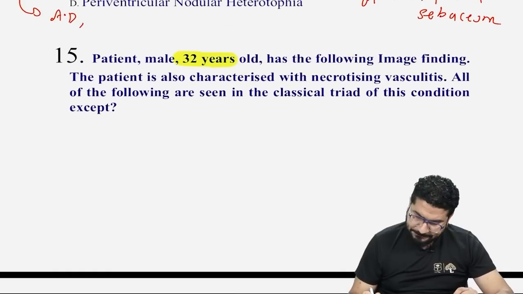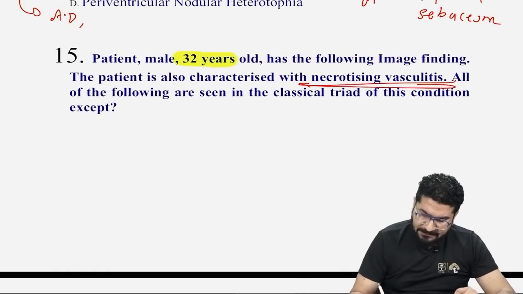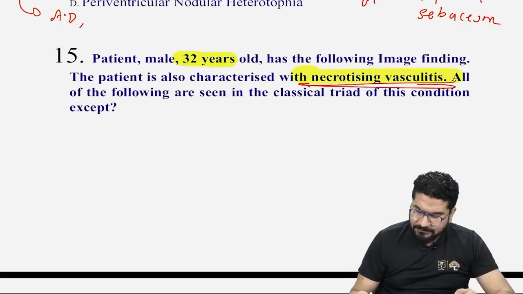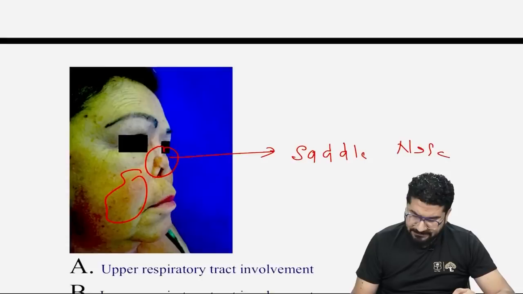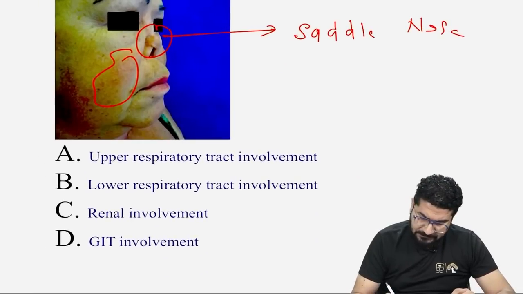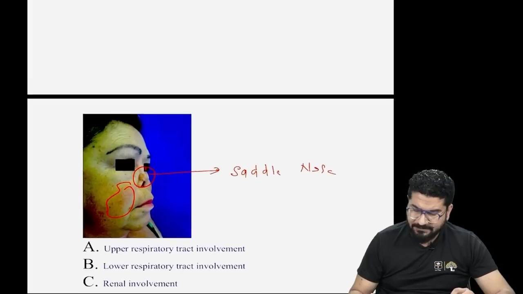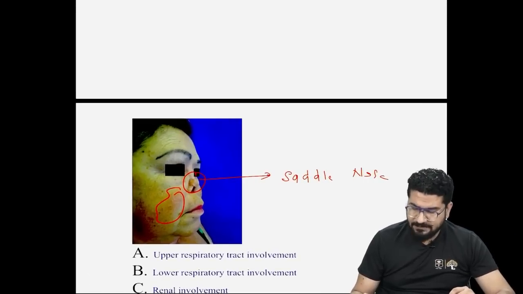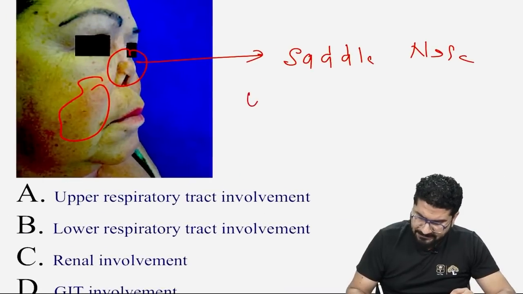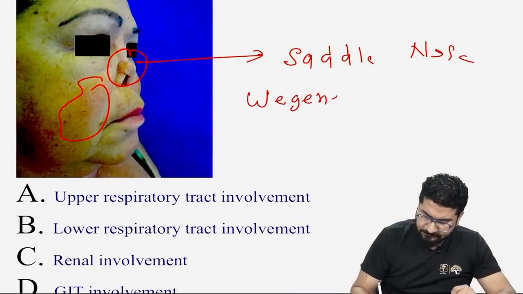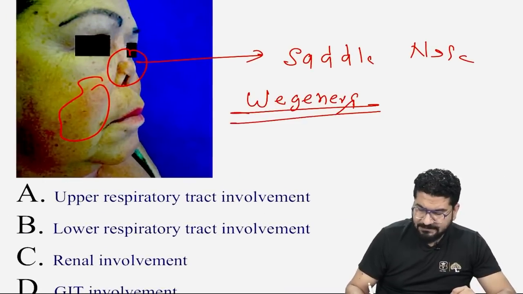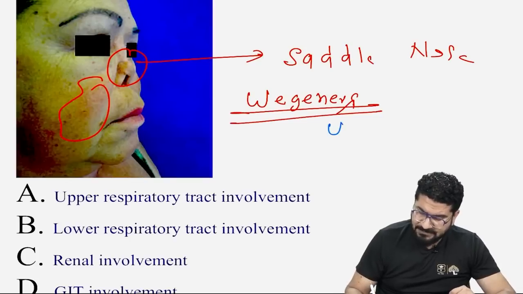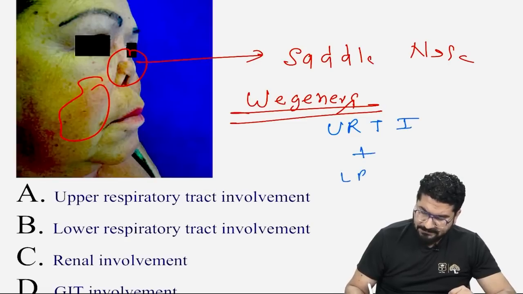What else can we see? Necrotizing vasculitis. It's again a question on vasculitis. All of the following are seen in the classical triad except. So let us see what we have. This is a patient with saddle nose. Where we can see necrotizing vasculitis and saddle nose is a condition called Wegener's granulomatosis. In Wegener's granulomatosis, the patient can develop upper respiratory tract involvement, lower respiratory tract involvement, and kidney manifestation. So this is the classical triad.